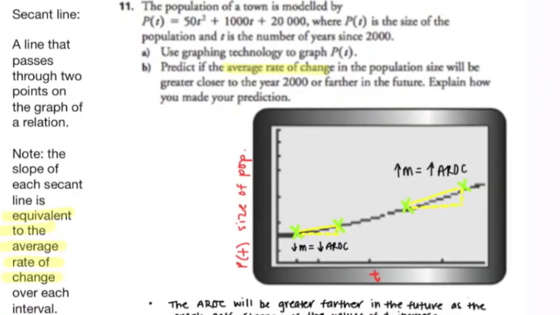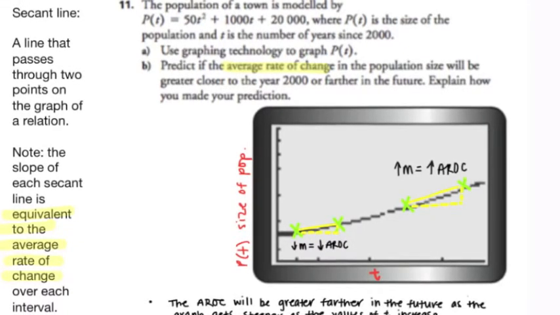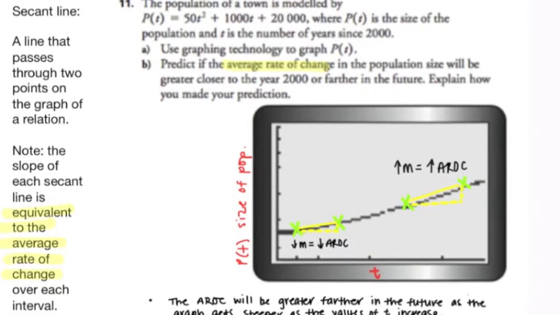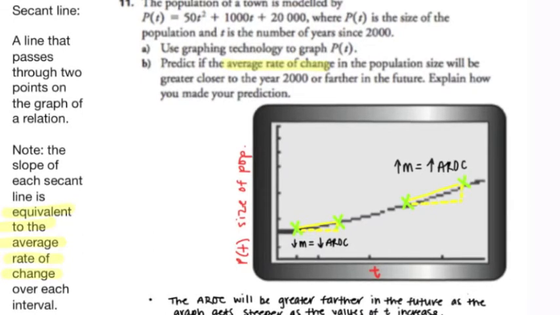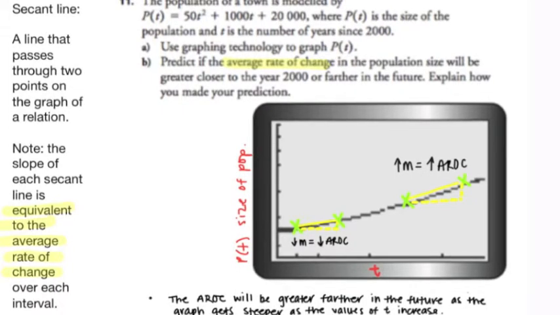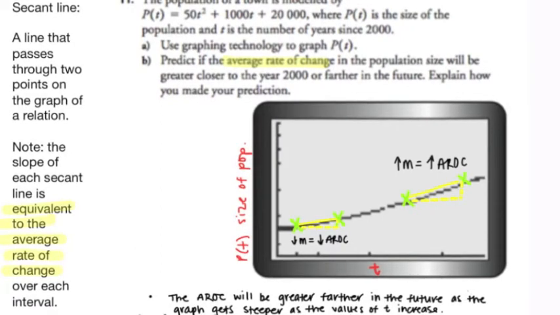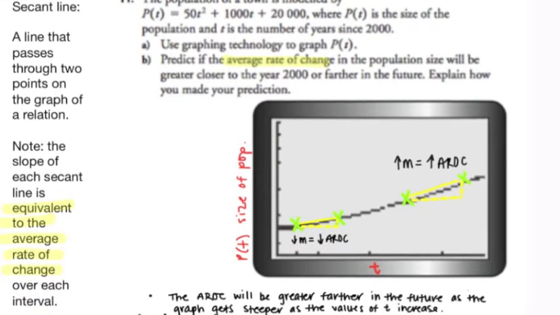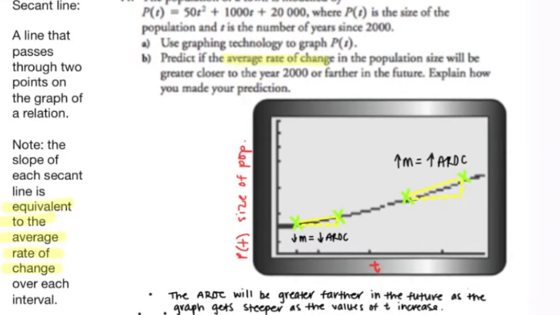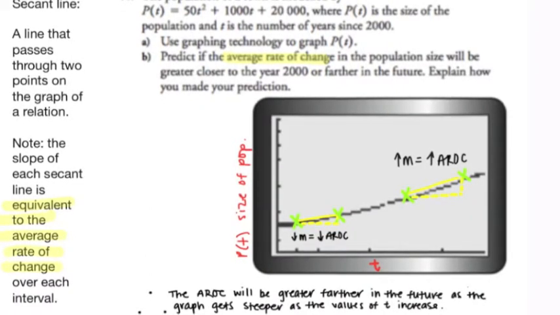This relationship is further supported with knowledge of a secant line. A secant line is a line that passes through 2 points on the graph of a relation. We must note that the slope of each secant line is equivalent to the average rate of change over each interval. So, after plotting two secant lines on the P of t graph, it is clear that the secant line of the points with greater t values also had a greater slope and therefore greater average rate of change than the secant line with t values closer to 2000 or the start of the graph. This confirms that the average rate of change will in fact be greater farther in the future as the graph gets steeper.